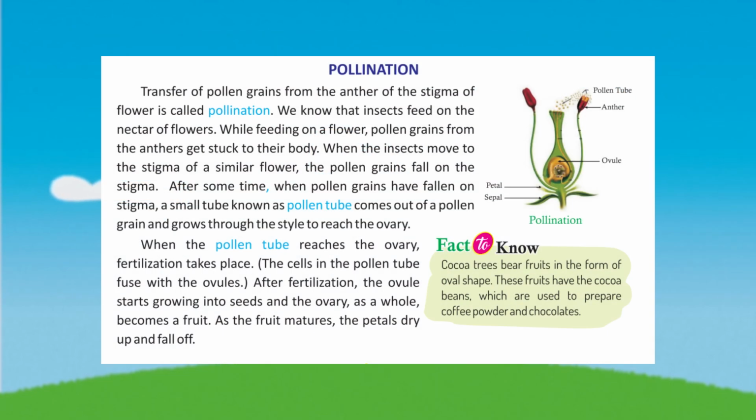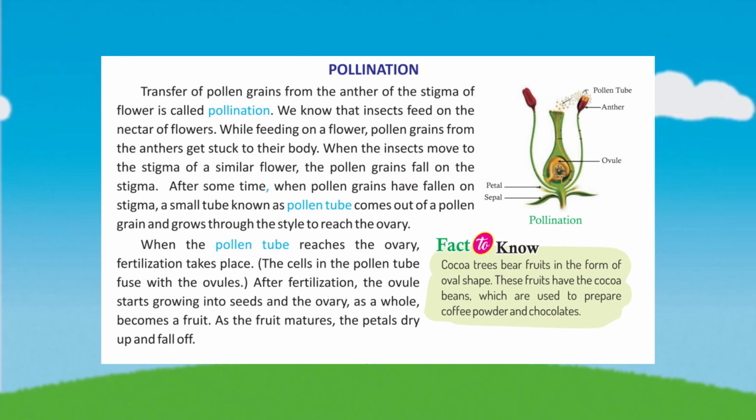Pollination. Transfer of pollen grains from the anther to the stigma of a flower is called pollination. We know that insects feed on the nectar of flowers. While feeding on a flower, pollen grains from the anthers get stuck to their body. When the insects move to the stigma of a similar flower, the pollen grains fall on the stigma.